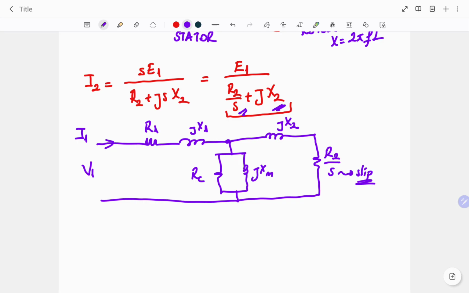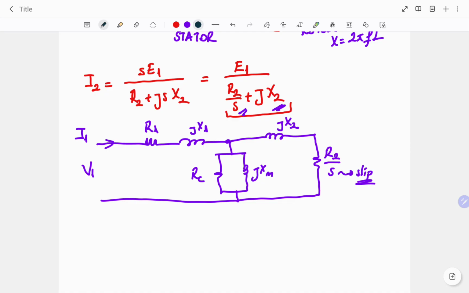And another one, XM, which represents the magnetizing reactance, similar to the transformer. To be able to induce a voltage on the rotor side, on the secondary side of the system, we have to supply the magnetizing current, which is flowing through the magnetizing reactance. Okay, so until X2 parameter, we have the stator parameters. After that, we will skip the air gap and we will reach the rotor parameters of R2 over S and X2.